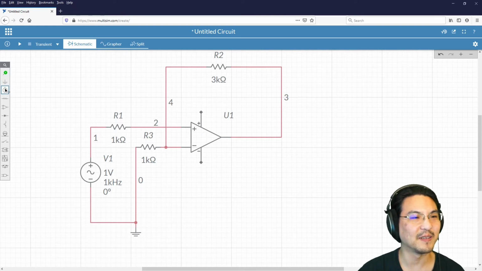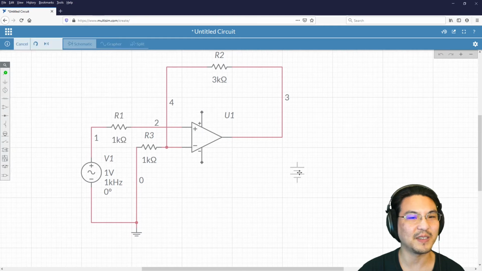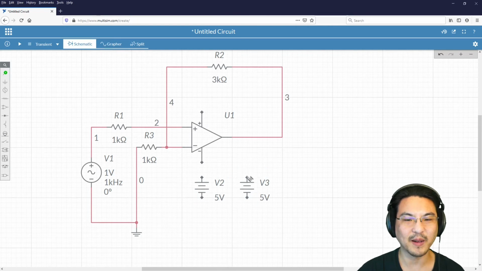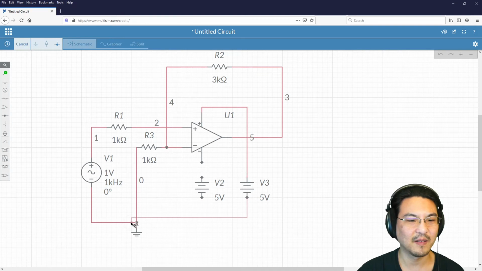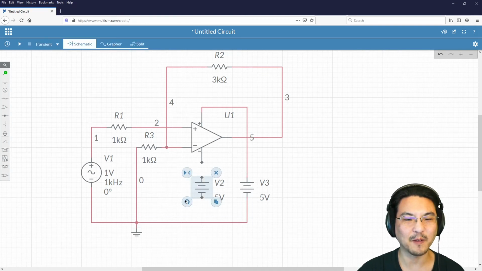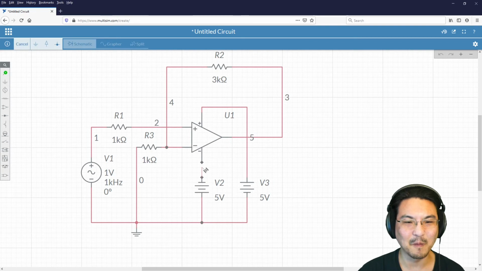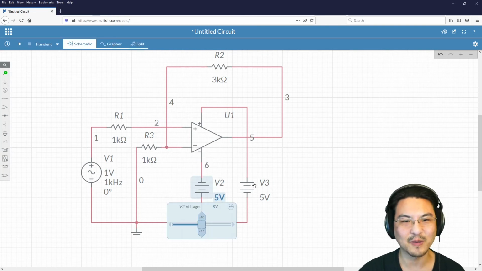So I'm going to add source DC. For the positive power supply here, like that. And then for the negative, I'm going to flip this upside down. This side is higher, and then this side is lower, lower than 0 by this much, 5 volts.